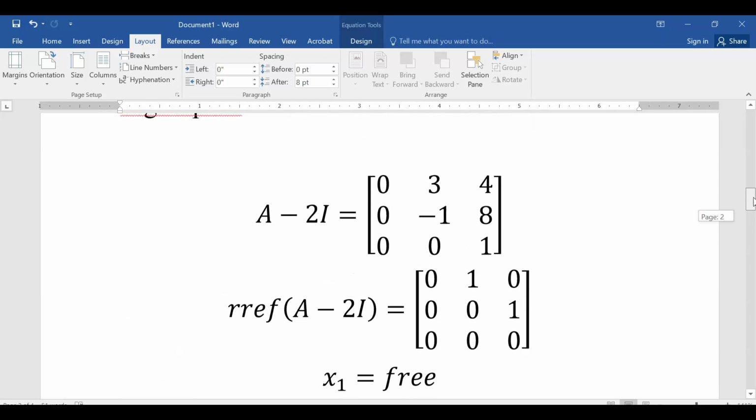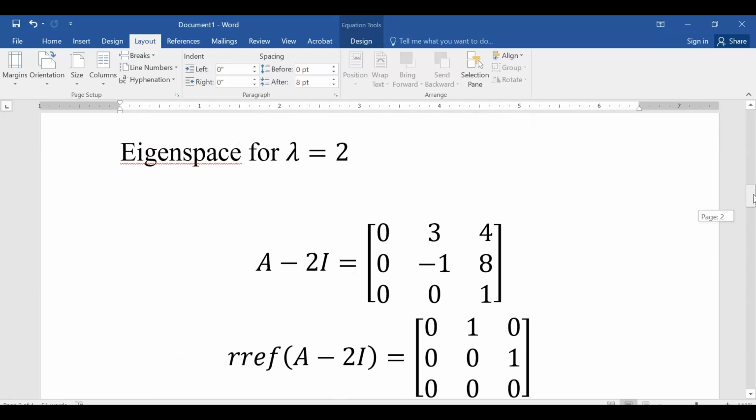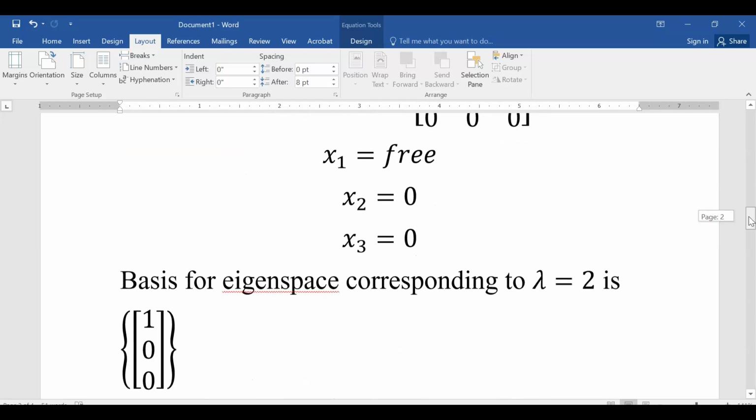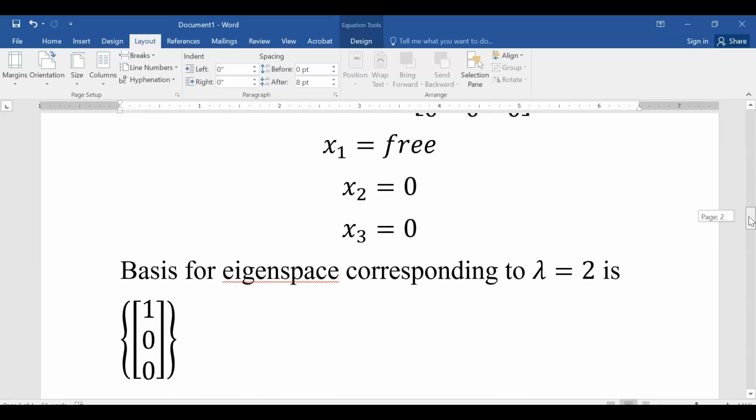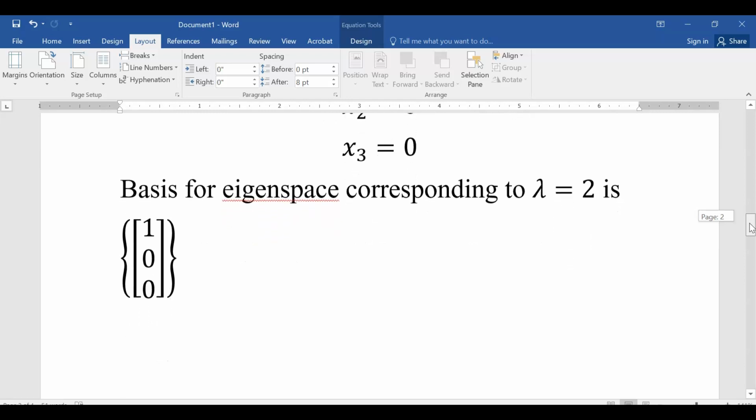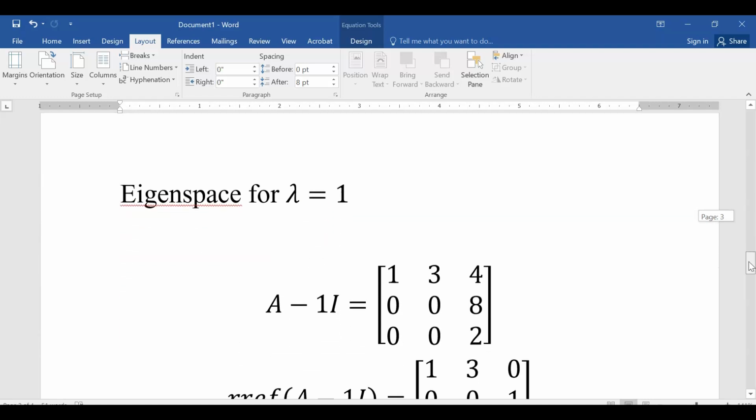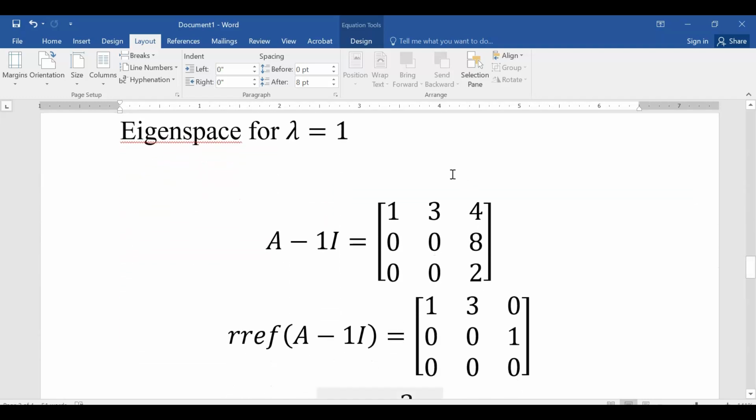Now we can do the same thing with lambda equals 1 and lambda equals 3. In fact, we will. If you haven't done that before, if you want some practice, push pause and try to do that on your own. Otherwise, I'm just going to keep going. So for lambda equals 1, I go A minus lambda I, so I subtract 1 from each of the diagonal entries. We're going to get this matrix.